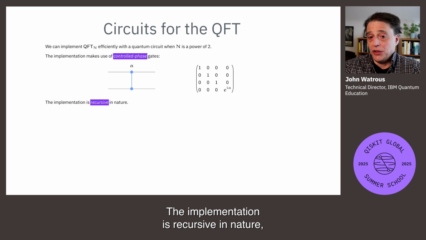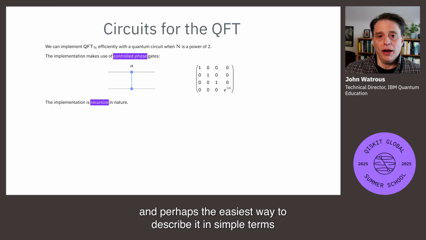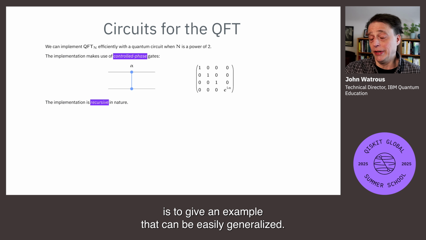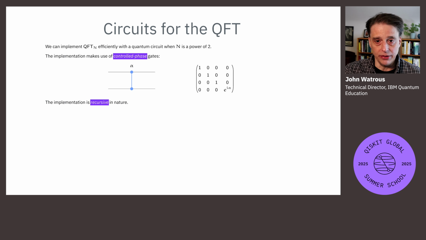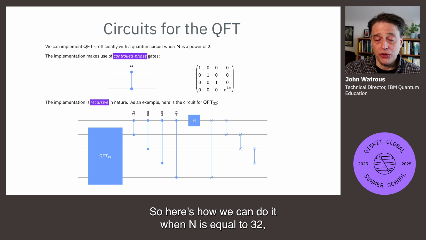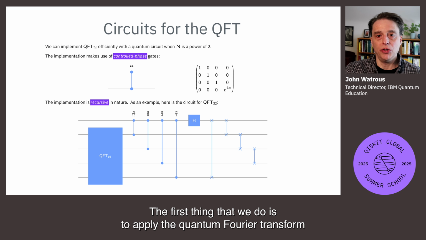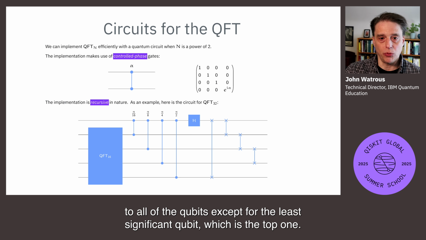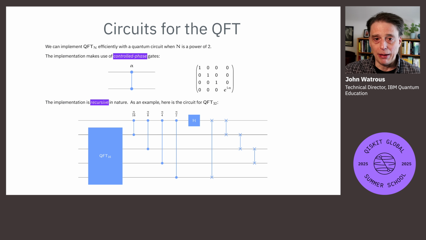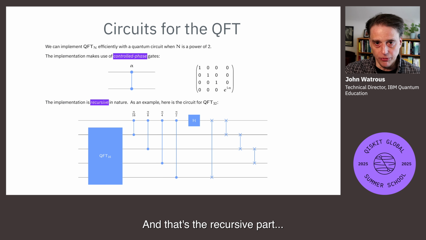And now that we have that notation, we can see how the quantum Fourier transform can be implemented. The implementation is recursive in nature, and perhaps the easiest way to describe it in simple terms is to give an example that can be easily generalized. So here's how we can do it when n is equal to 32. So there are 5 qubits in this case. The first thing that we do is to apply the quantum Fourier transform to all of the qubits except for the least significant qubit, which is the top one, and that's the recursive part.